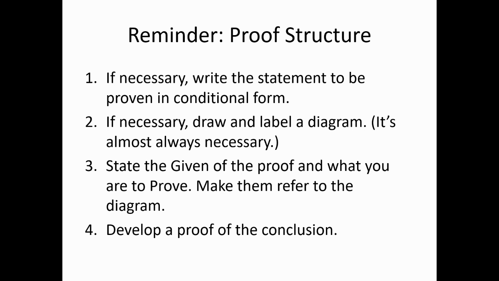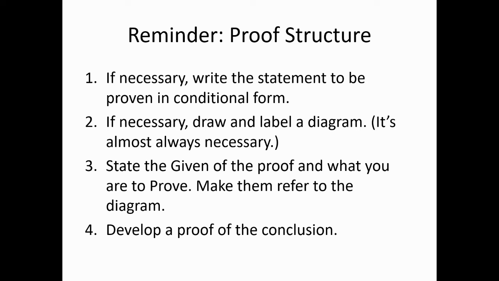So remember how we set up a proof. That is what proof structure is. We did that in the previous section. If necessary, and we'll usually do this here at the start, write the statement to be proven in conditional form. If necessary, draw and label a diagram, and that's almost always necessary in this class, since it is a geometry class and we can draw diagrams to illustrate what we wish to prove. After the diagram, we state the given of the proof and what we wish to prove, and we make them refer specifically to the diagram.